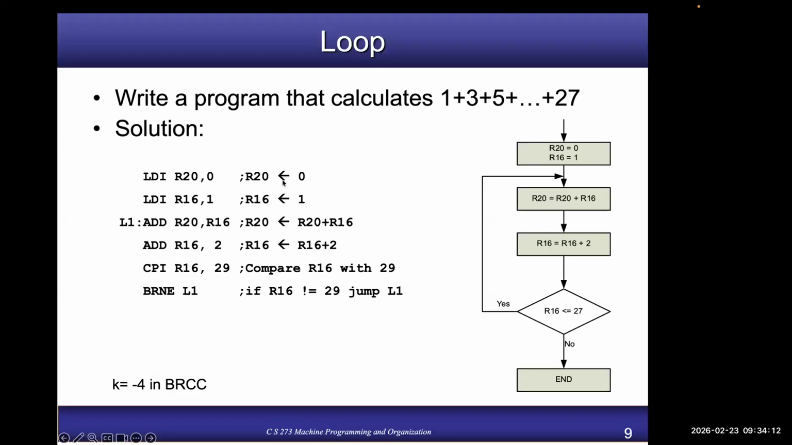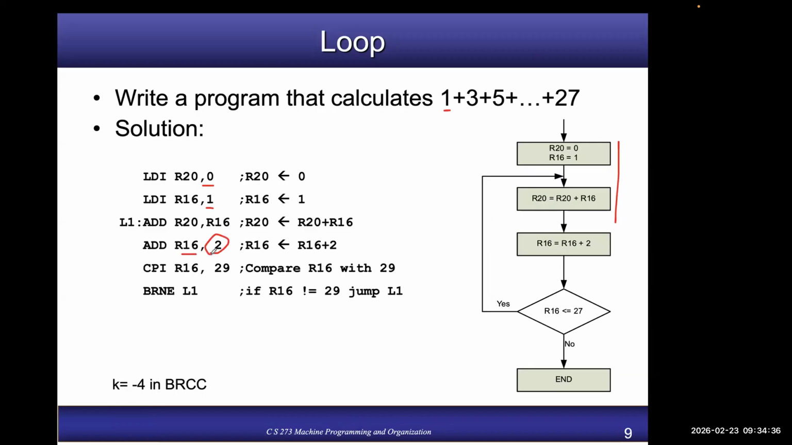Okay. So here this part is straightforward again, the part before the condition, right? So we are simply putting 0 in R20, and then we are loading 1 in R16, right? Then we are adding R16 and R21. So it is basically 0 plus 1. And then we are incrementing R16 by 2, right?